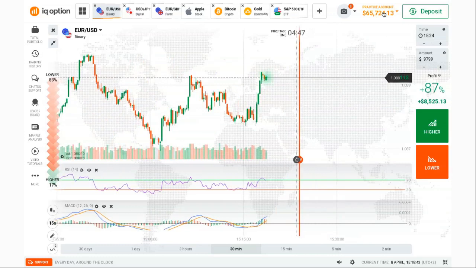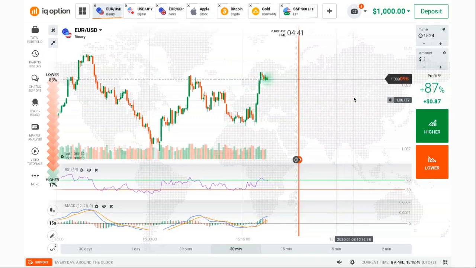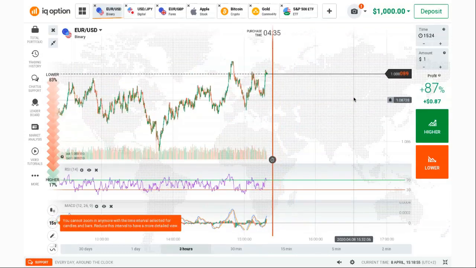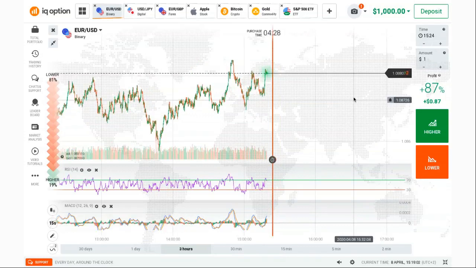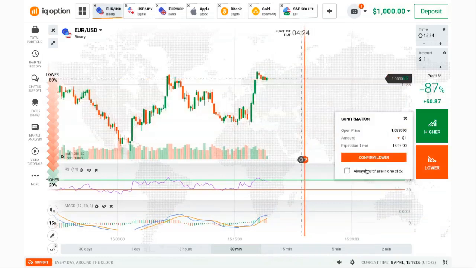Now I'm in a practice account. Shall I go to the real account? I may as well. I'm not going to mess around with big amounts because this isn't about making money today. It's about showing you how it works. So let's assume this is binary options. It seems to be quite a sideways movement. Would I regularly trade this right now? Maybe not. Market conditions don't look perfect. But let's say I go lower. I don't want it to ask me.